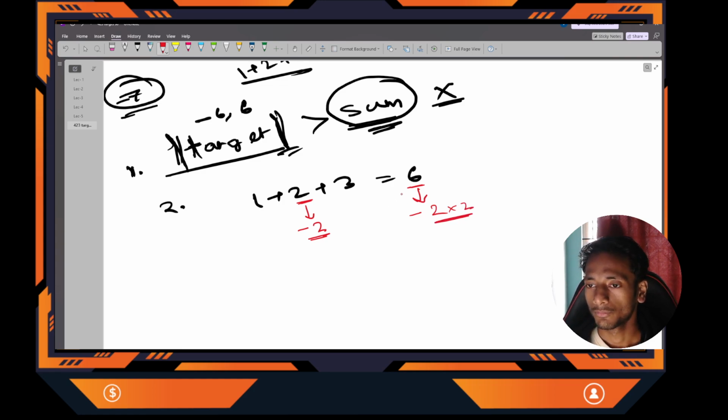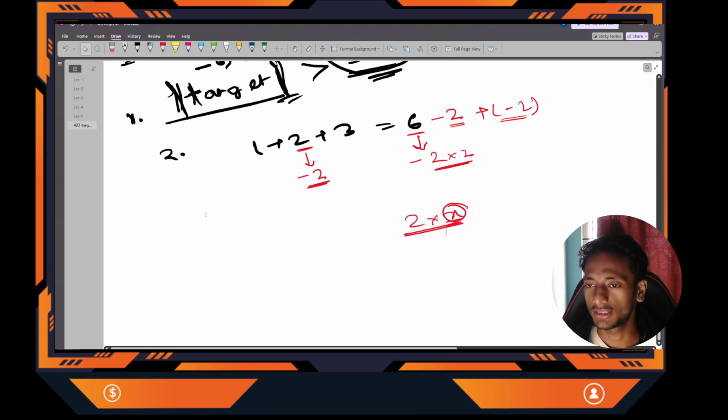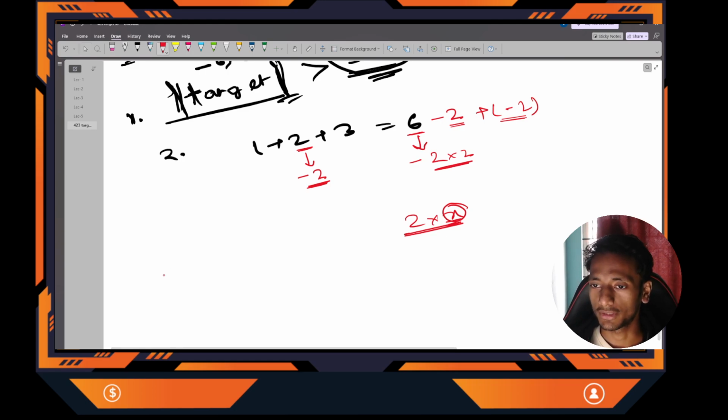Why 2 into 2? Because first of all, we subtract the 2, because this was calculated in the total sum. So first of all, subtract this, then we will contribute plus of -2. So ultimately, how much is the total value going to decrease? That's 2 into 2. That means 2 into x, whatever number I'm going to change. Okay. Clear? This is clear. So this will help us in future also.